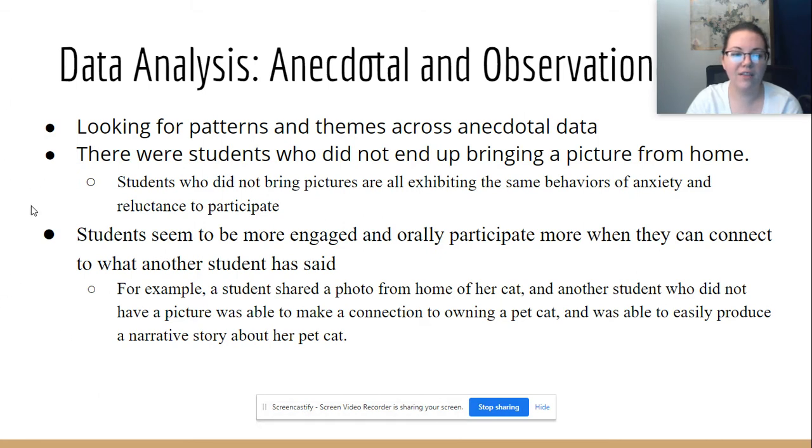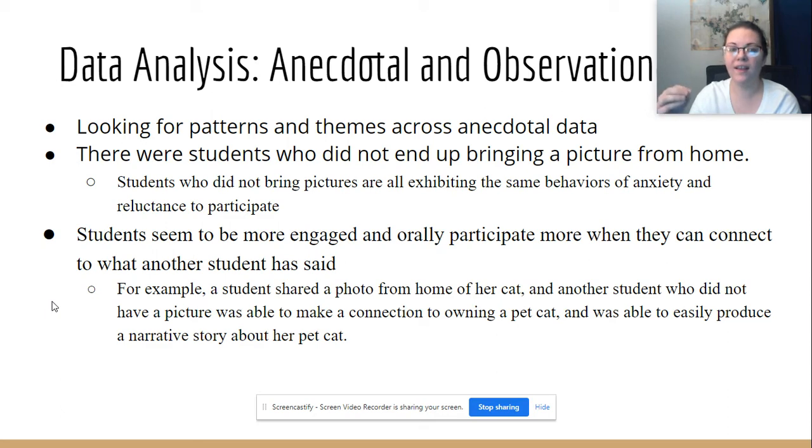Another pattern that I saw was that students seem to be more engaged and orally participate in writing more when they connect to what another student has said. So for example, a student in my small group setting shared her photo from home of a cat, and another student who was at the same table who did not have a picture still was able to make a connection to that student about owning a pet cat at home. And that helped that student to be able to generate ideas better.